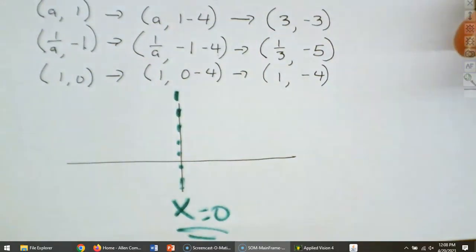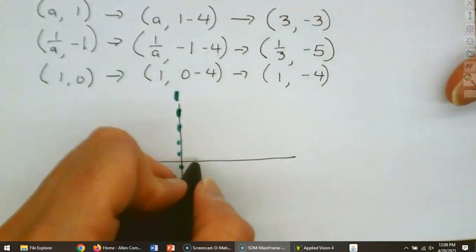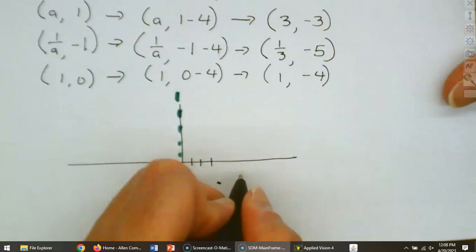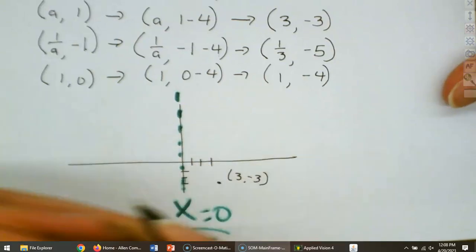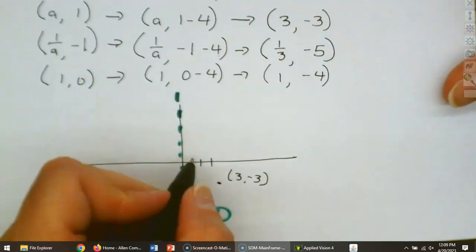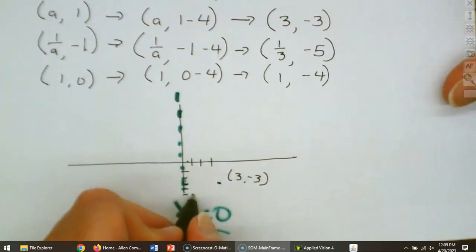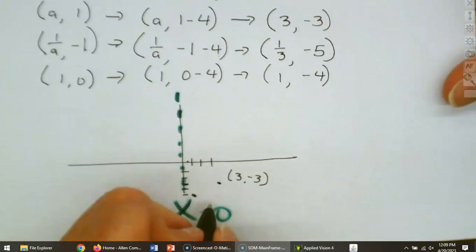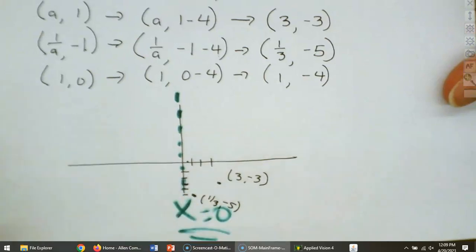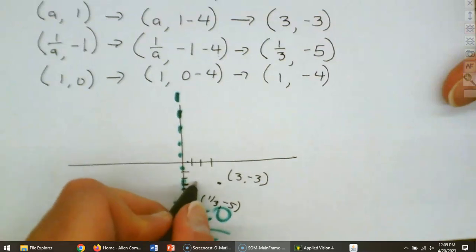Well, let's plot our points and let's see what happened. We've got (3, negative 3). So that's forward 3, down 3. And then we've got (1/3, negative 5). So that's positive 1/3, and down 3, 4, 5. So that's going to be right about there. And then we have (1, negative 4). So that's going to be right about there.